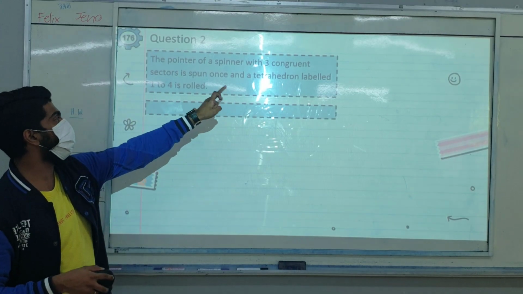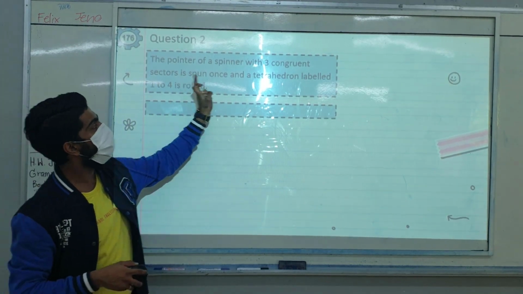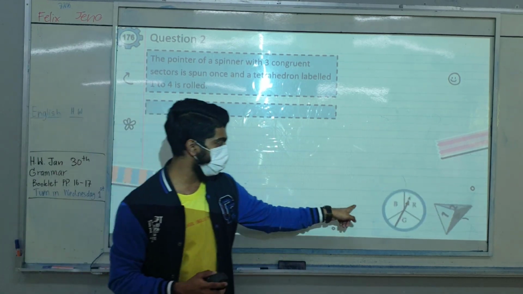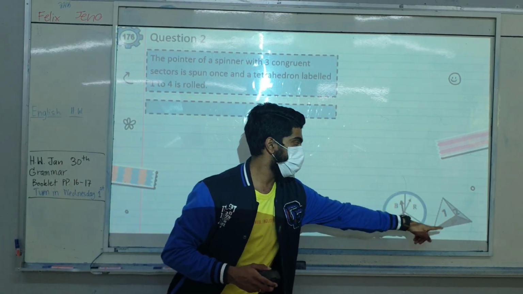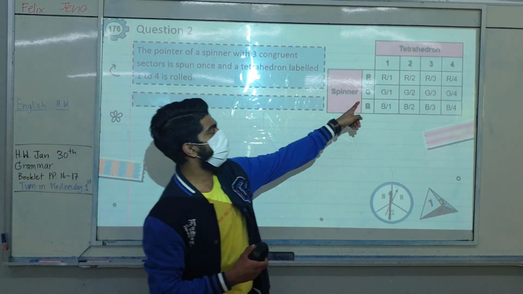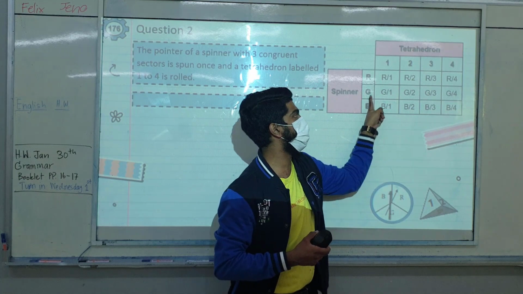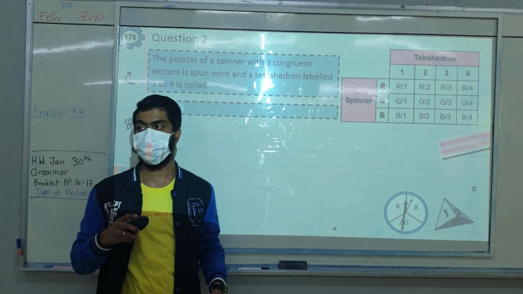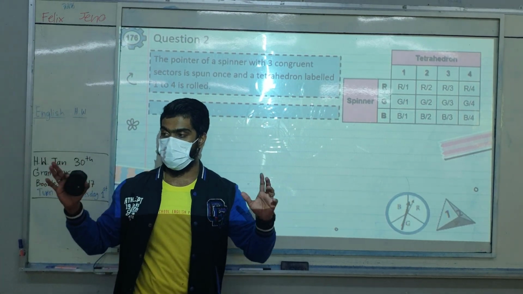A pointer of a spinner with 3 congruent sectors is spun once and a tetrahedron labeled 1 to 4 is rolled. Here we go. So this is the spinner and this is the tetrahedron. Now if we take a look at this, guys, this is our table, right? What is the total possible outcomes? How many total outcomes do we have?